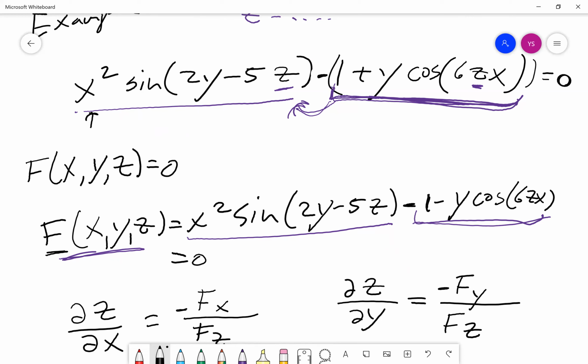So let's actually do it. So the partial of f, or let me just do the partial of f with respect to x is going to be 2x sine of 2y minus 5z minus y, okay, and then cosine, so plus sine of 6zx, and then by the chain rule times 6z. Right? Any questions about this?